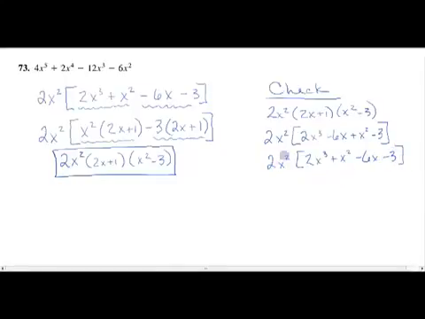Now I need to multiply the 2x squared through all four terms of that polynomial. So 2 times 2 is 4, x to the 2 and 3 is 5, plus 2, x squared times x squared is x to the 4th, minus 2 times 6 is 12, x to the 2 and 1 is 3, minus 2 times 3 is 6, and my x squared. And I did come up with the same terms that I had in my original polynomial, so this is definitely the correct factorization.